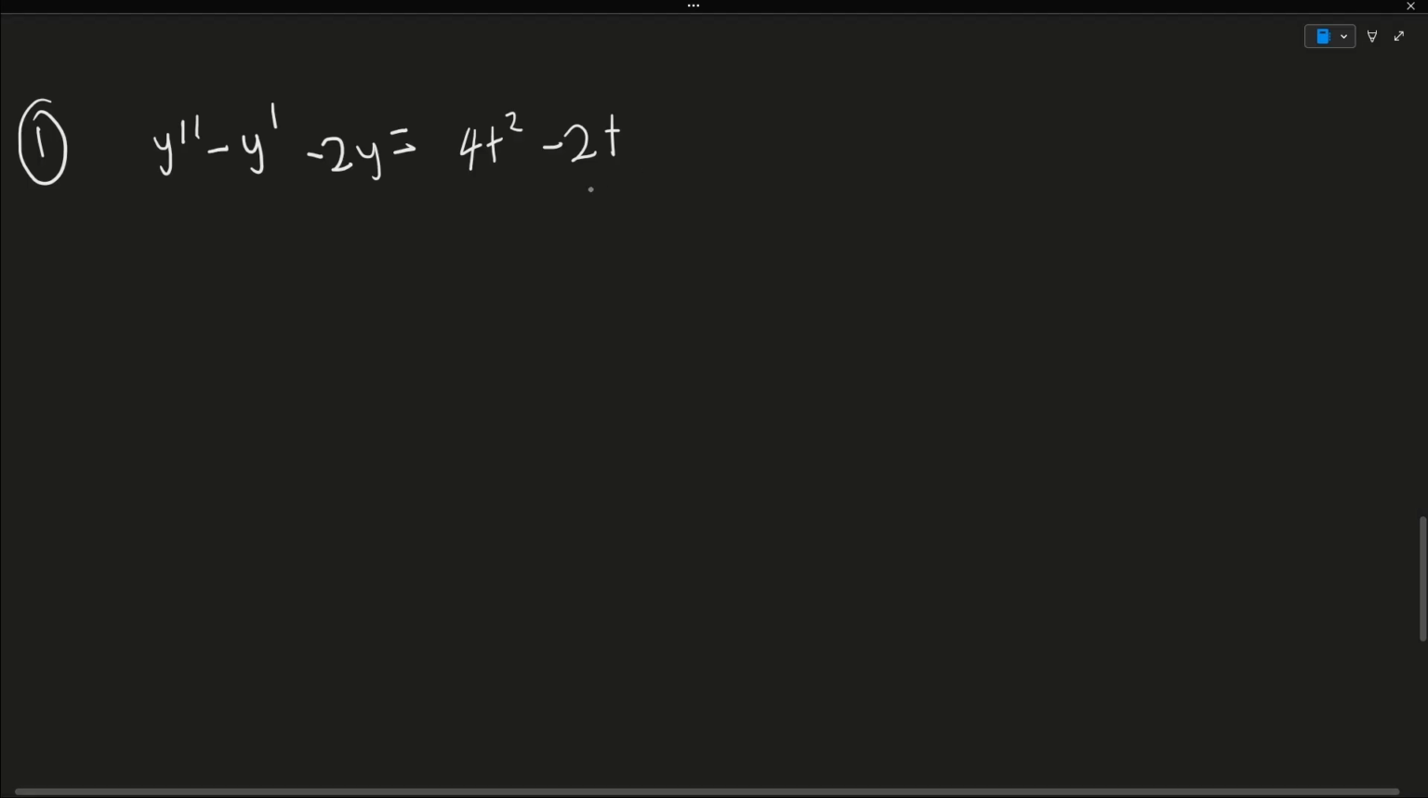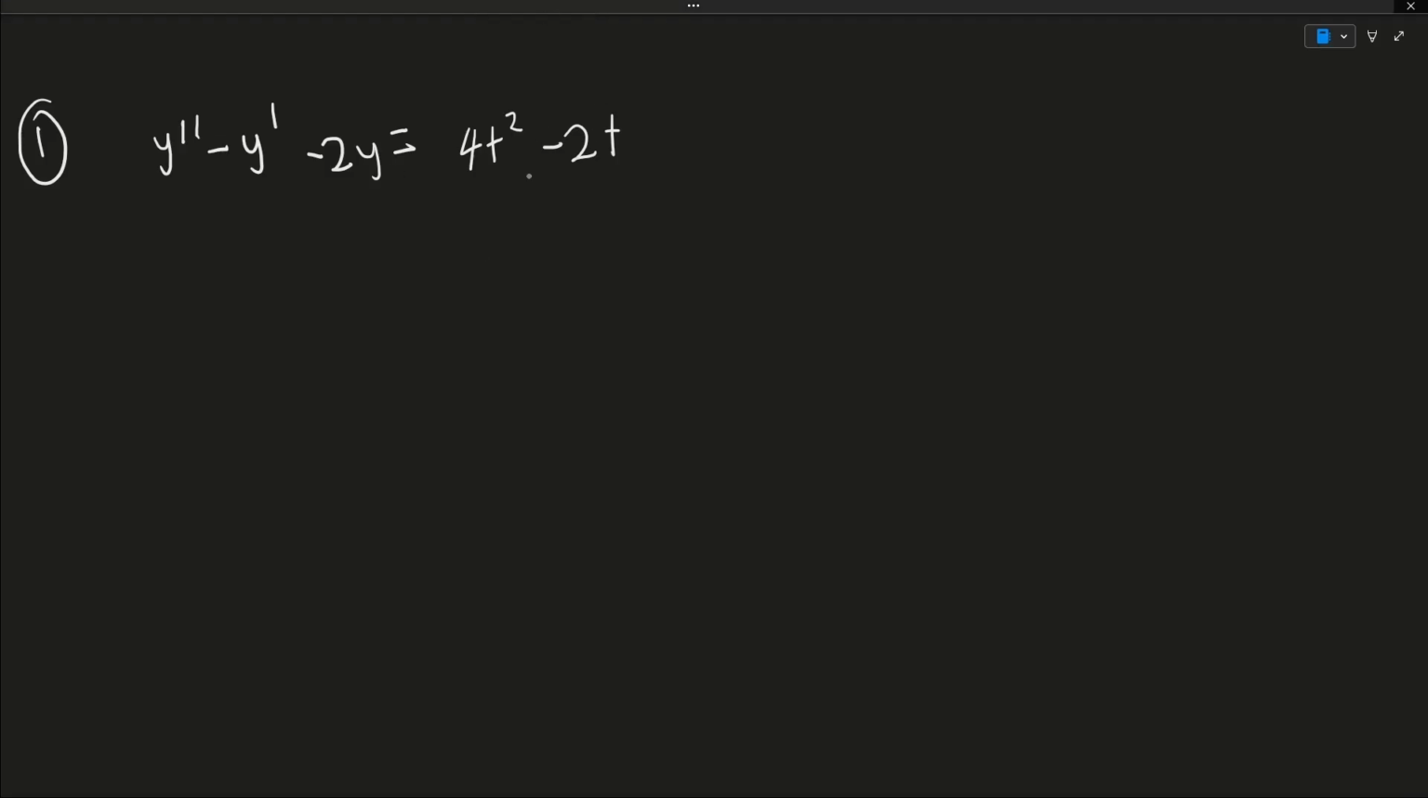We have y double prime minus y prime minus 2y equals 4t squared minus 2t. Now, once we have this, the first thing you want to do is set the homogeneous solution. Okay, let's hit the homogeneous solution. We're gonna put the characteristic equation and solve for yh, the homogeneous solution, which we did previously many times. So the solution for this differential equation is, you're gonna factor this.